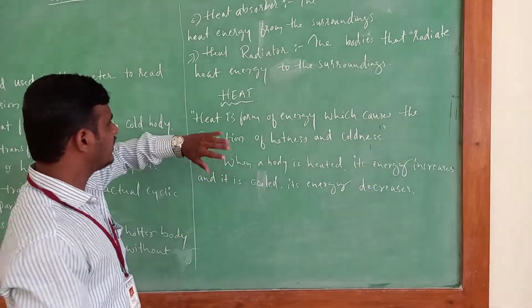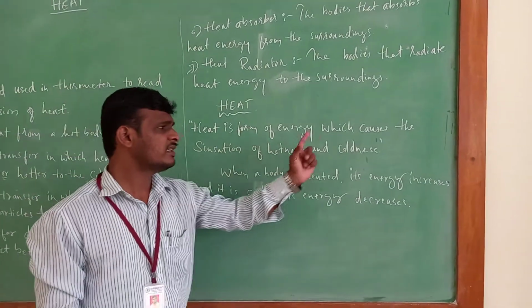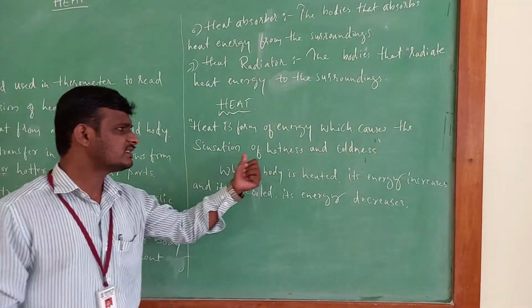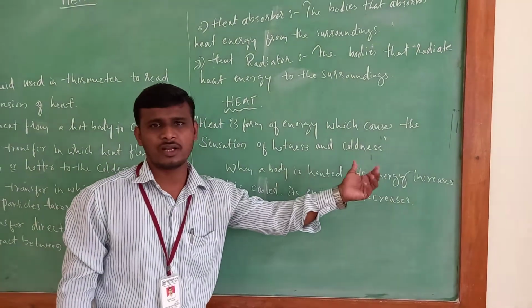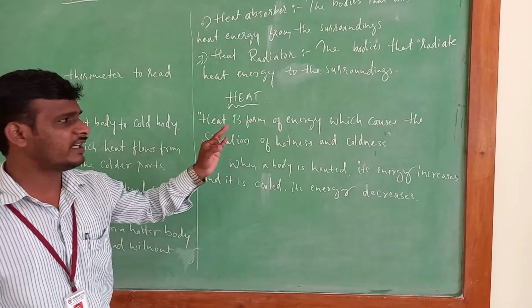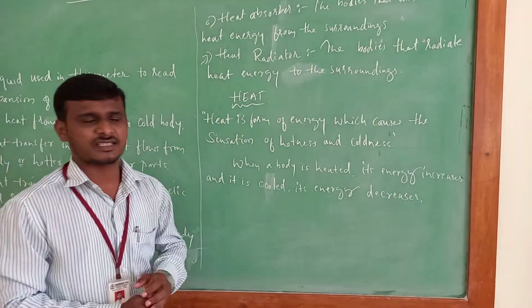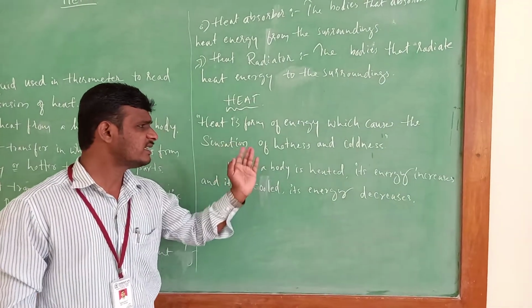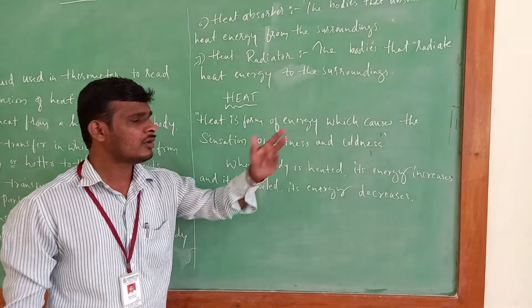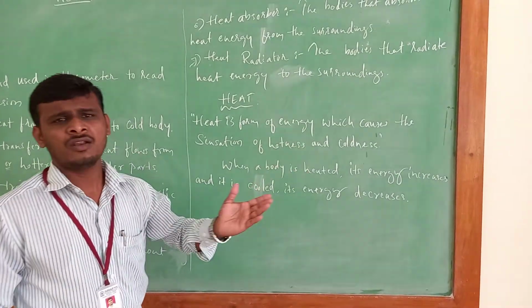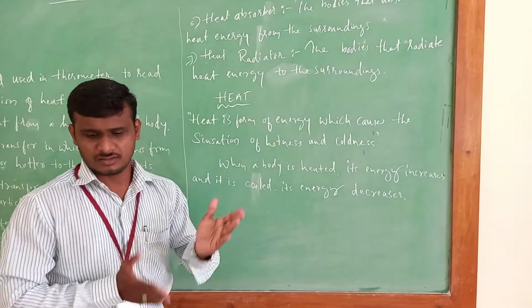The next term is heat. The definition of heat is that heat is a form of energy which causes the sensation of hotness and coldness. So heat is a form of energy that causes the sensation of hotness or coldness. For example, you rub your hands.